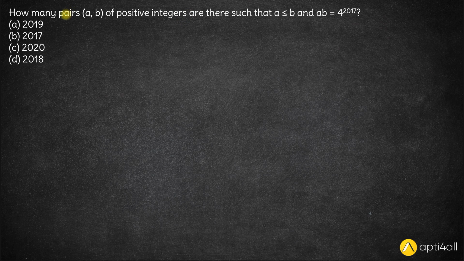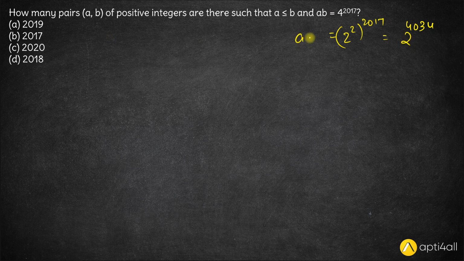Hi. Here we have to find out how many pairs AB of positive integers are there such that A is less than or equal to B and the product is 4 to the power 2017. Now 4 is 2 square, so the right hand side we have here is 2 square to the power 2017, which is 2 to the power 2 into 2017, that is 4034.